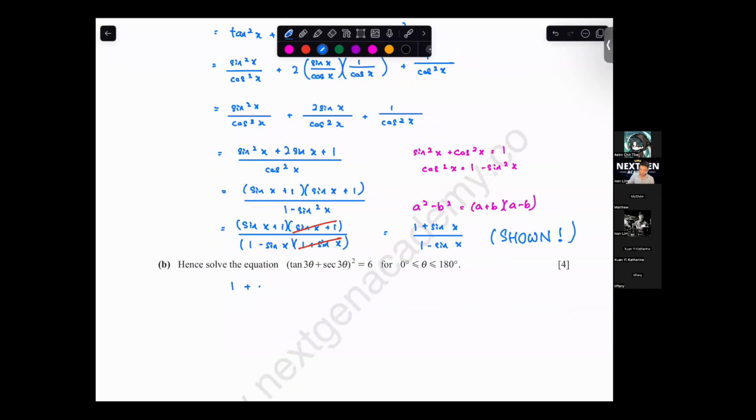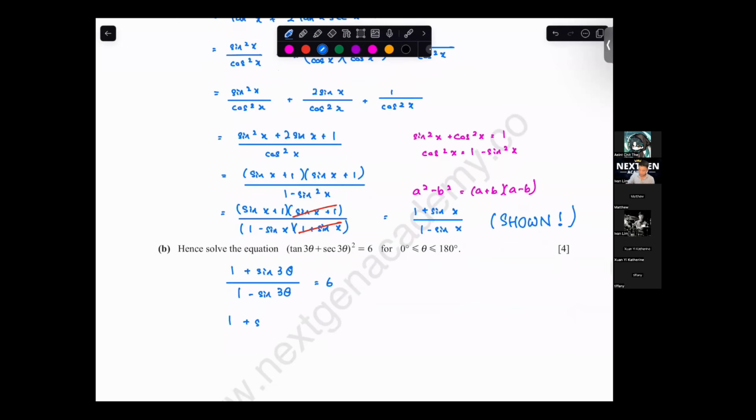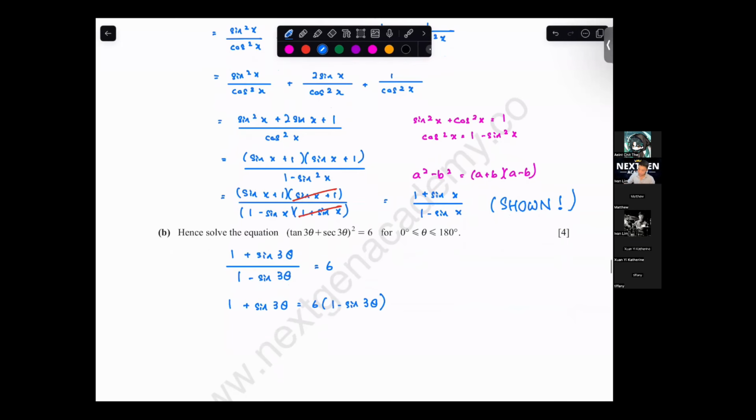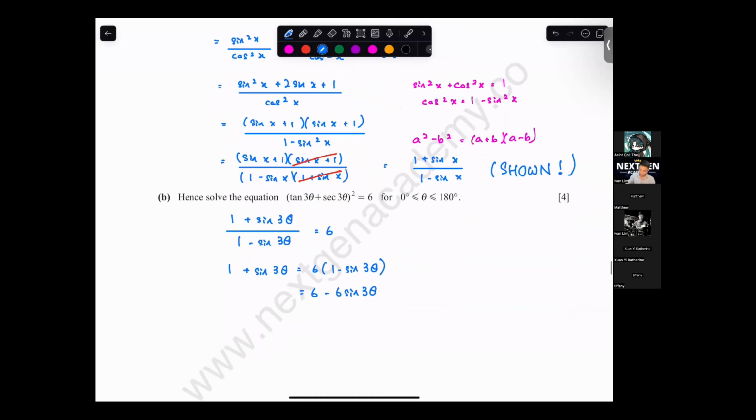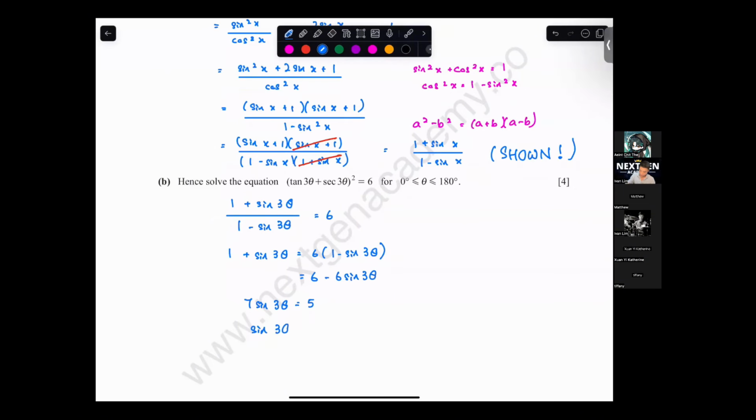We'll write it as 1 plus sine 3 theta over 1 minus sine 3 theta equals 6. 1 plus sine 3 theta equals 6 bracket 1 minus sine 3 theta. Open up the bracket, 6 minus 6 sine 3 theta. Rearrange it, I will get 7 sine 3 theta equals 5, 6 minus 1. Sine 3 theta equals 5 over 7. Okay, we have achieved the goal of simplifying the equation first.